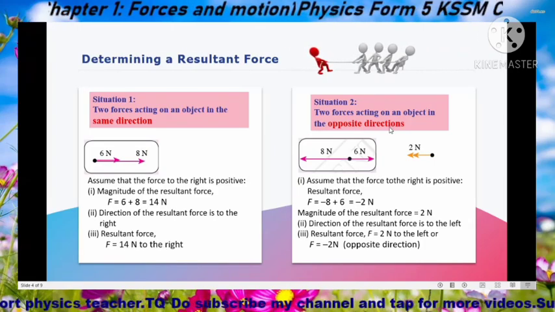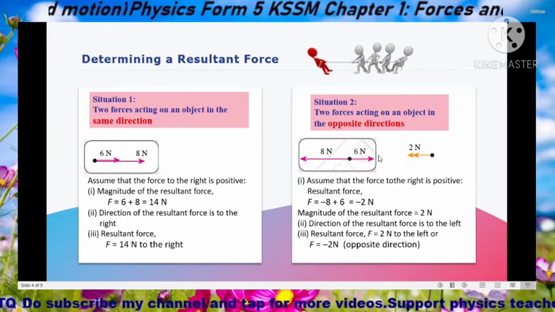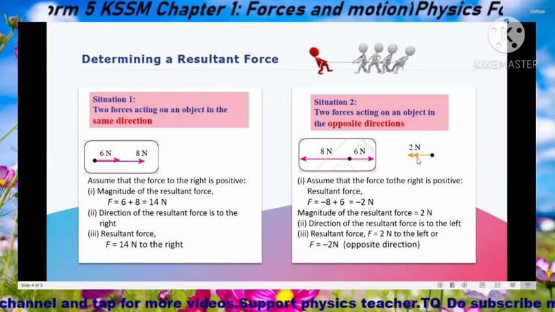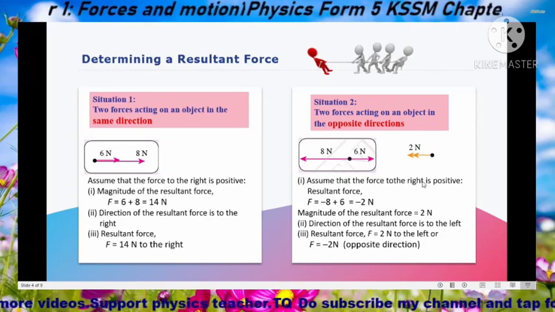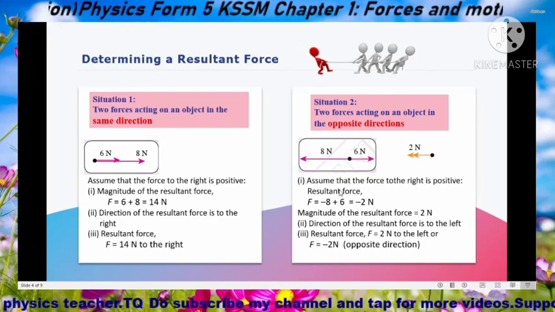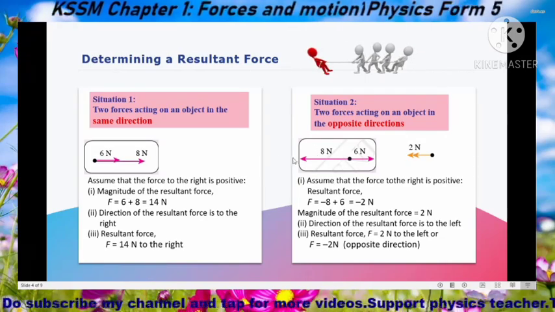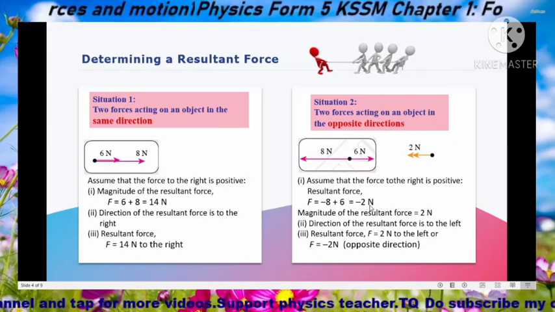Situation 2, two forces also parallel but opposite direction. So you can see 8 Newton to the left, 6 Newton to the right. So assume that force to the right is positive. So resultant force equals to vector sum. So 8 must put negative sign because left. So negative 8 plus 6, you get negative 2 Newton.